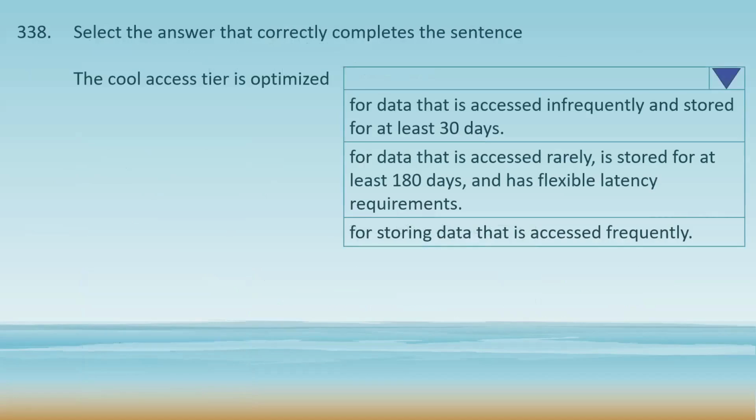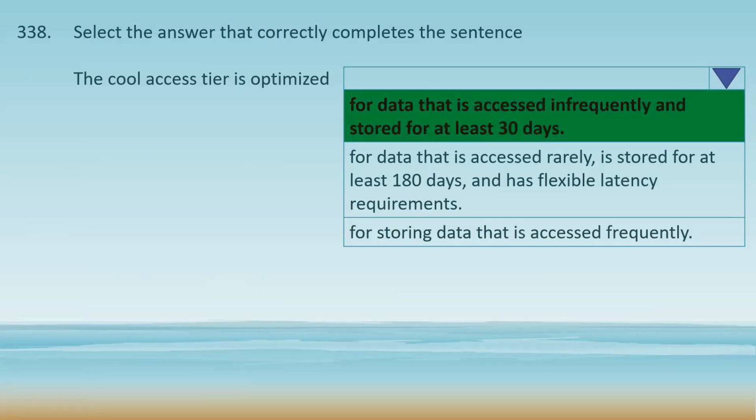Again, select the answer that correctly completes the sentence. The cool access tier is optimized, and your options are: for data that is accessed infrequently and stored for at least 30 days; for data that is accessed rarely, is stored for at least 180 days, and has flexible latency requirements; for storing data that is accessed frequently. And friends, the correct answer here, which completes the statement, is: the cool access tier is optimized for data that is accessed infrequently and stored for at least 30 days.